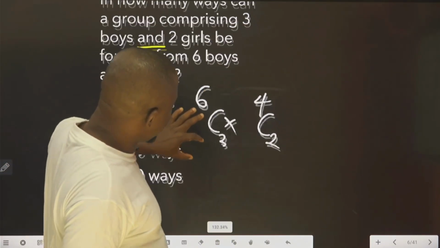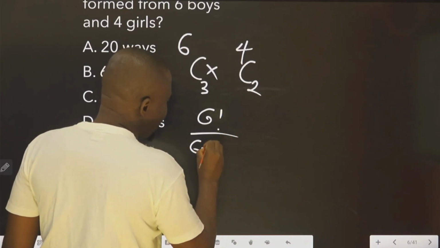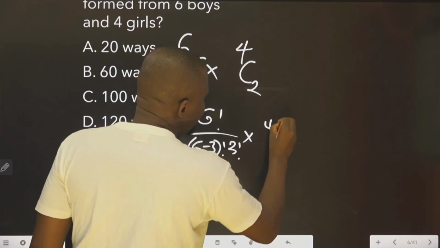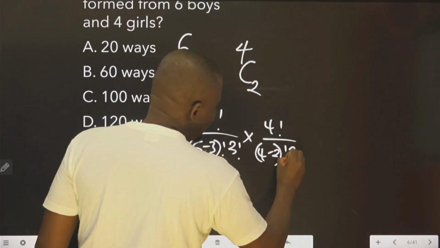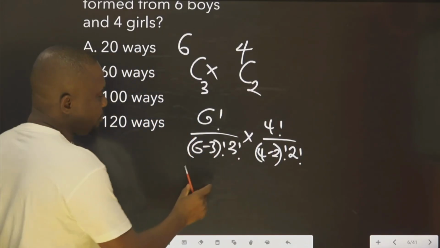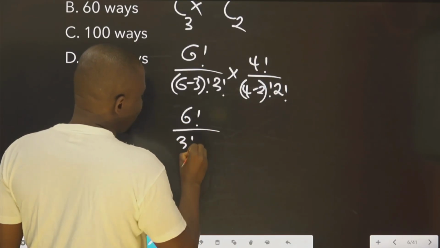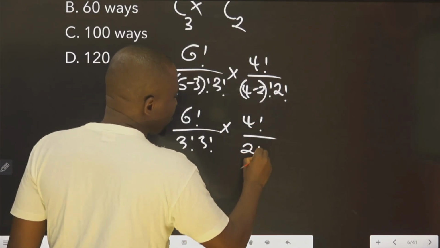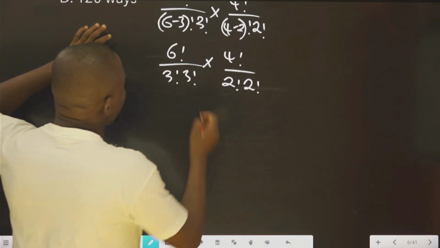Okay? Now we continue. This simply means 6 factorial over 6 minus 3 factorial, 3 factorial, multiplied by 4 factorial over 4 minus 2 factorial, 2 factorial. That's all. Now you can solve this. 6 factorial over 3 factorial, 3 factorial, multiplied by 4 factorial over 2 factorial, 2 factorial. So the next thing we need to do now is to continue working on it.